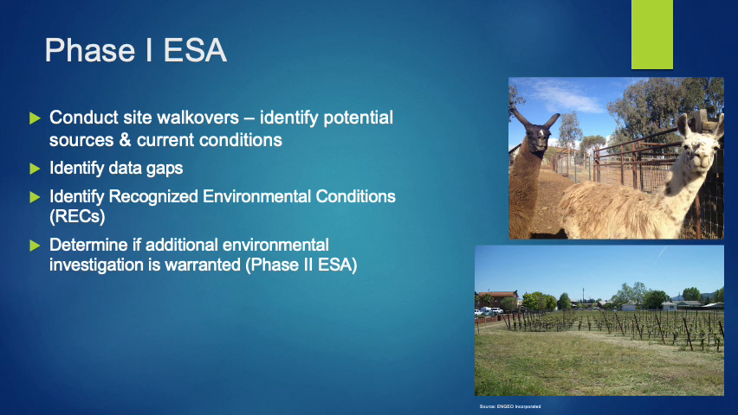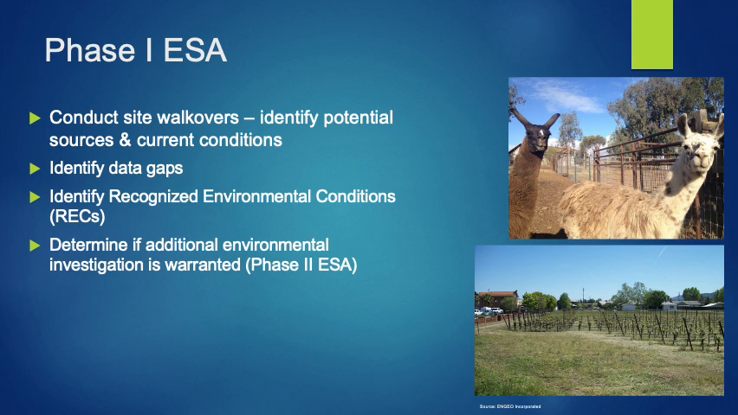Many of the records I cited before can be ordered from companies who maintain proprietary databases and reports that outline past uses both on-site as well as off-site properties that could in fact impact the properties that are under consideration. A preparer will also conduct a site walkover, a reconnaissance of the property, identifying potential sources at the property or on adjacent properties, as well as current conditions that could result in environmental impacts.